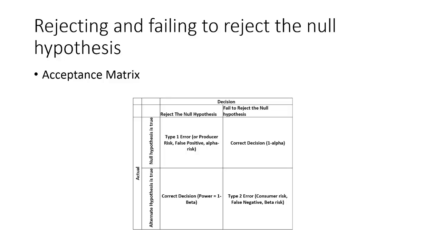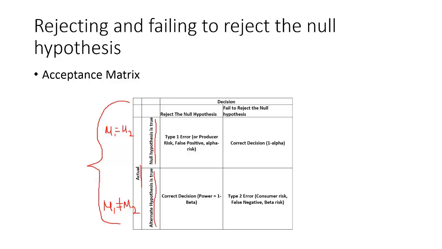But let's say there was this all-knowing world where you knew which was true. So that's what's marked out here in actual. You say actually what is true. So here I'm saying the null hypothesis is true, and in this part I'm saying the alternate hypothesis is true. So here I'm saying mu1 is equal to, let's say, mu2, and here the alternate hypothesis is true: mu1 is not equal to mu2. Okay, now this is the truth.